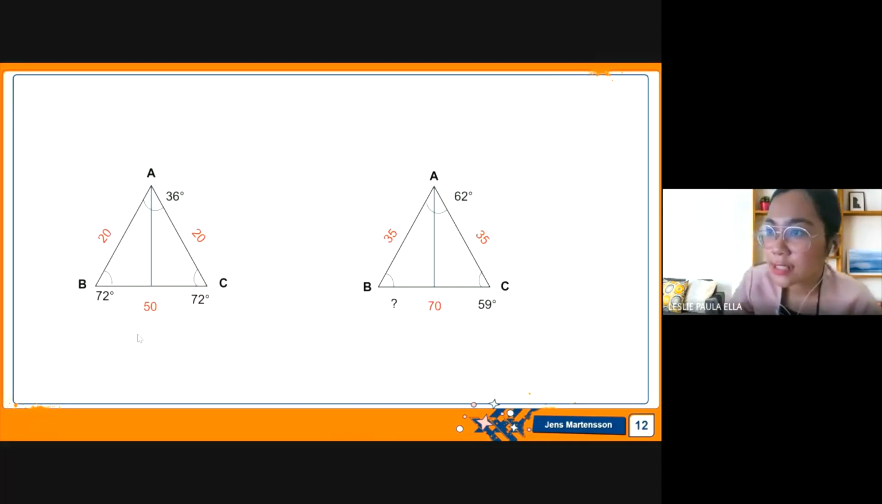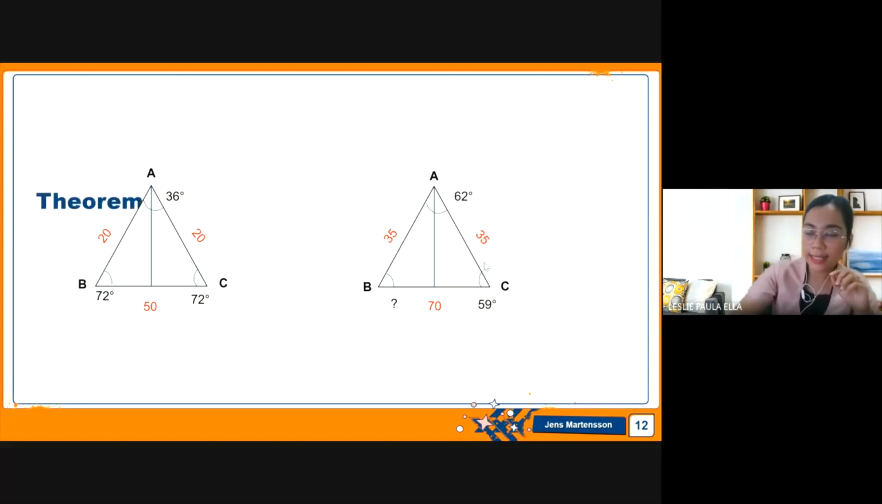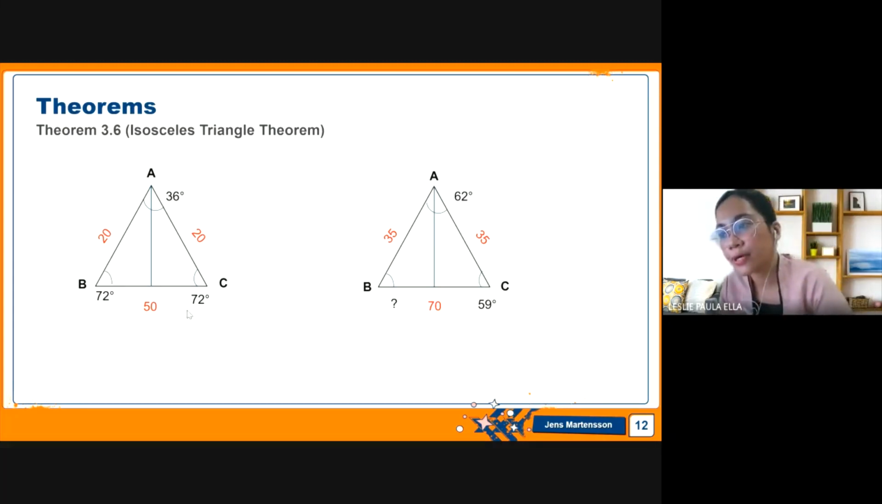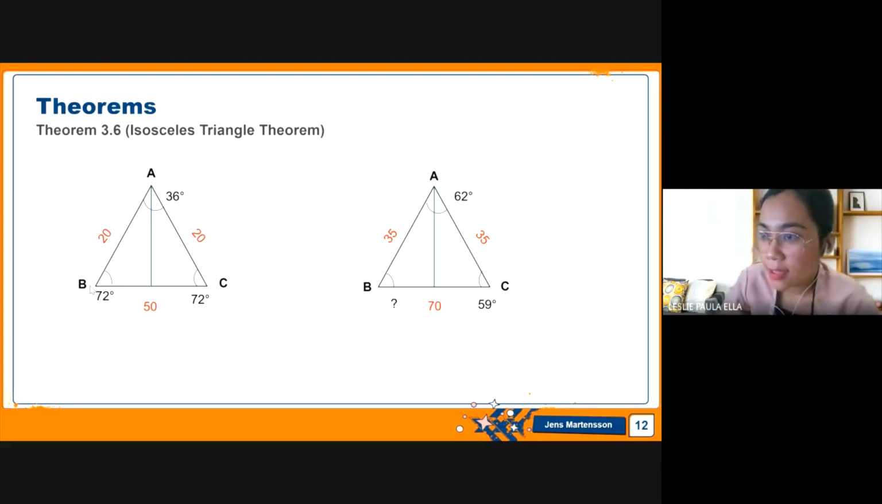So here is an example wherein a triangle has its value. Let's say that the first figure triangle A, B, and C has the length of the side of 20 for line AB and 20 again for line AC. And for line BC, we have the value of 15 as its length. How about its included angles?